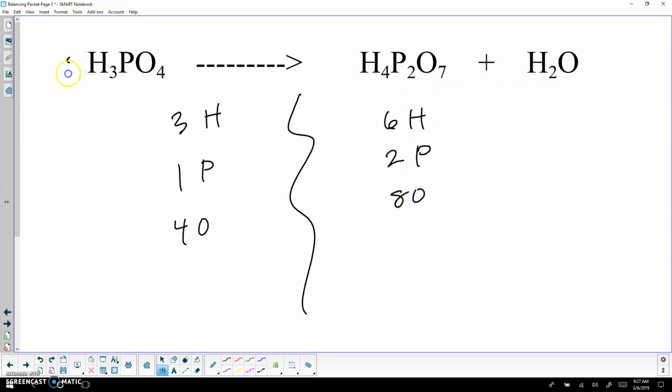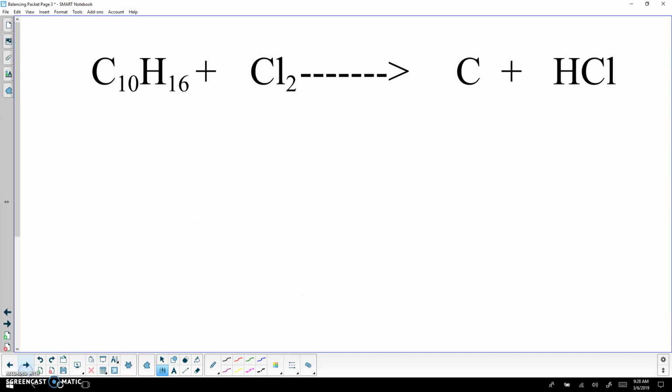This one's actually pretty straightforward. You just slap a 2 there. Hydrogen becomes 6. Phosphorus becomes 2. Oxygen becomes 8. Lo and behold, we're balanced. So 2, 1, 1.